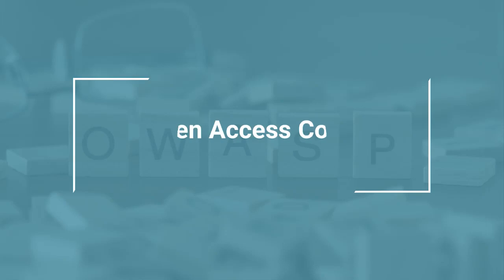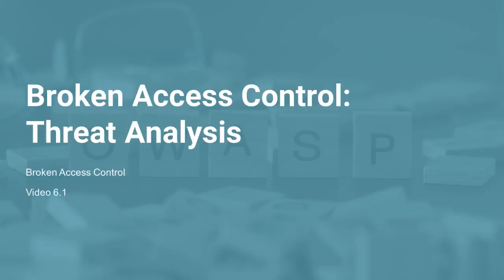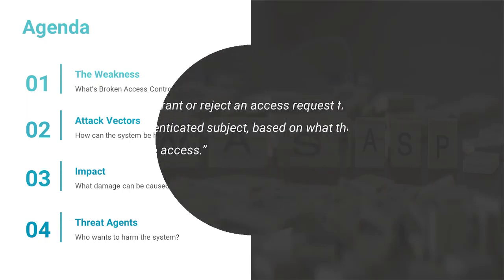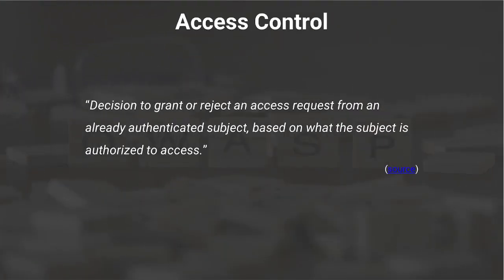Welcome to the Broken Access Control session. In this first part, we will focus on threat analysis. We will take our time to dig into access control flaw details, and then we will discuss how the system can be harmed, the impact of successful exploitation, and give you some insights to identify who may want to harm your system.